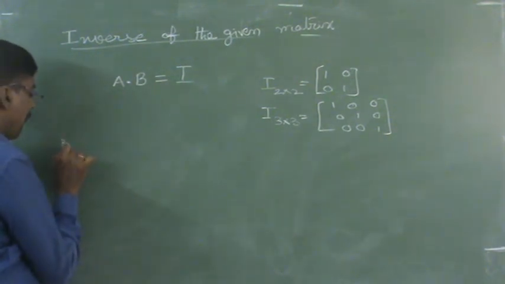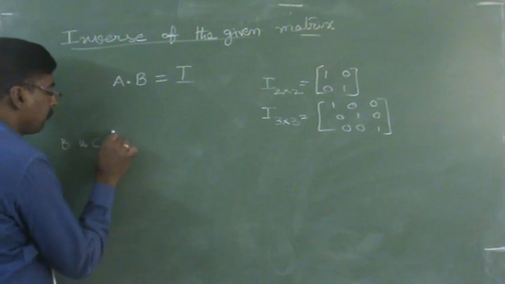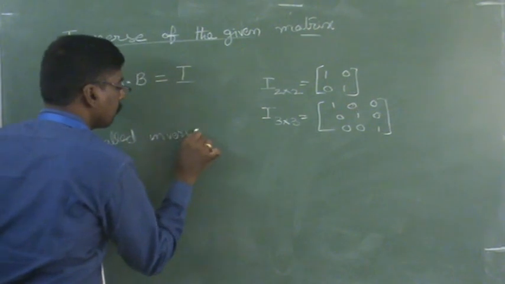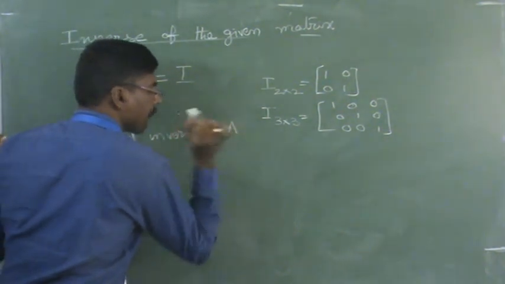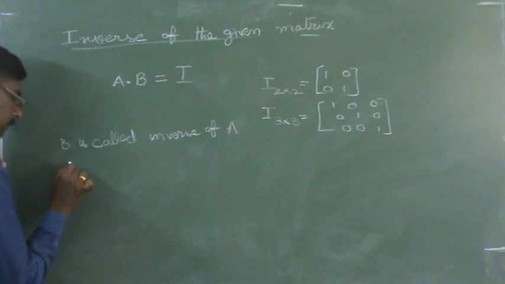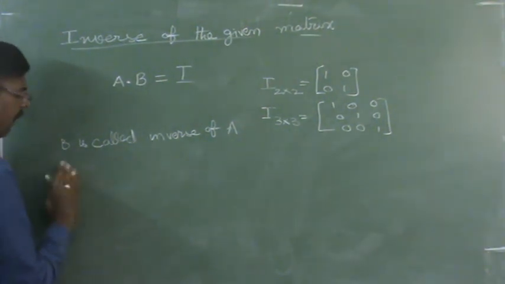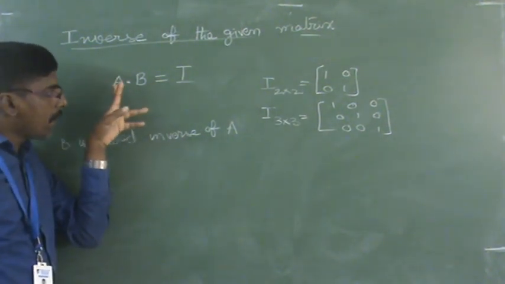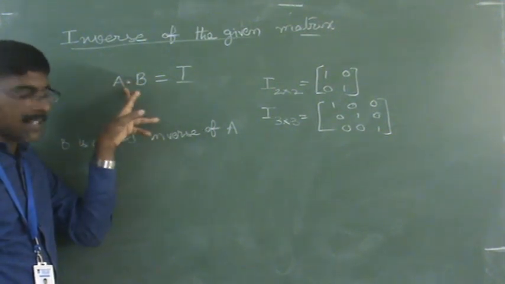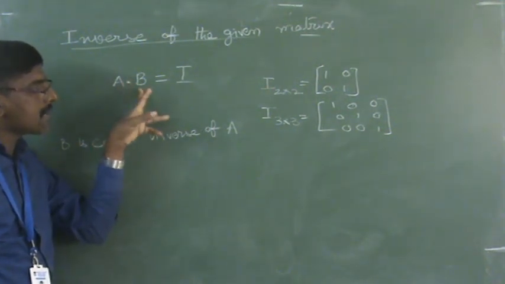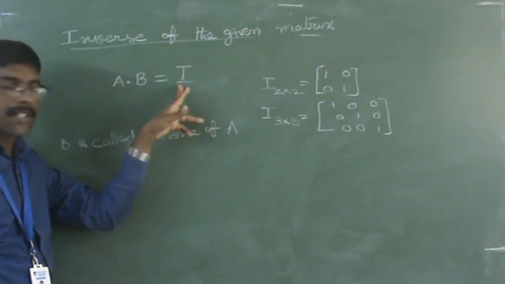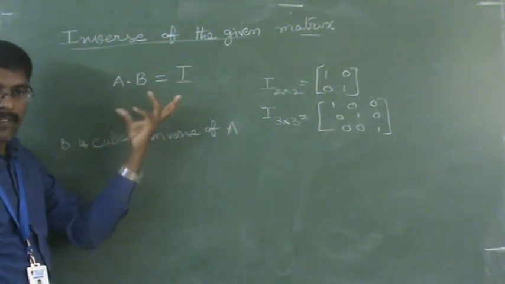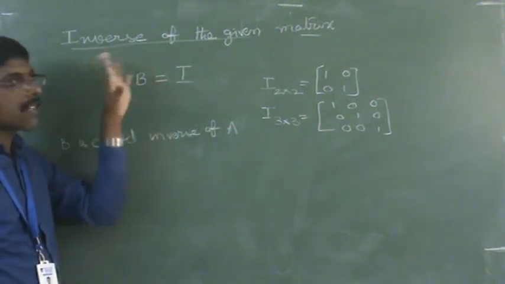at that time, B is called the inverse of A. Similarly, A is called the inverse of B, and B is called the inverse of A. So how is it possible? Whenever we do the product of the two matrices, our answer should come as a unit matrix. At that time, B is called the inverse of A, and A is called the inverse of B. This is the inverse of the given matrices.